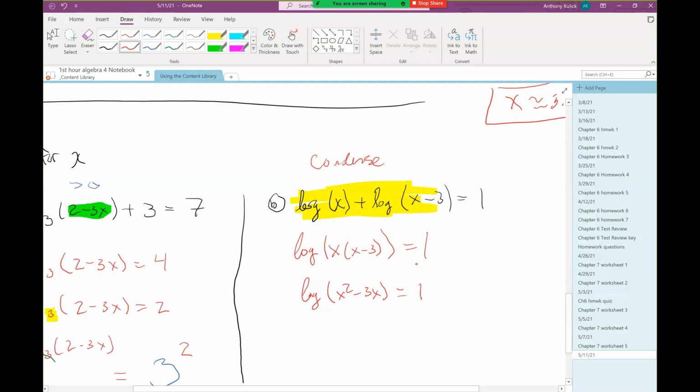Okay, now I got to get rid of this logarithm. So what's going to cancel out a logarithm? An exponent base. Very good. So the question becomes, what number do I want to use as my exponent base in this problem? I want to use the base for the logarithm. But Mr. Kulik, there's no number written there as the base of the logarithm. What do I do?